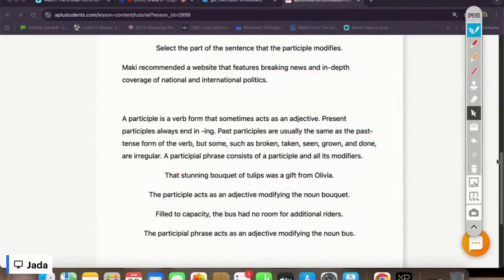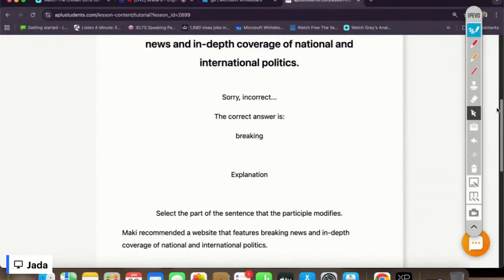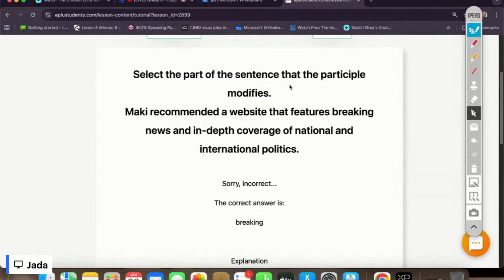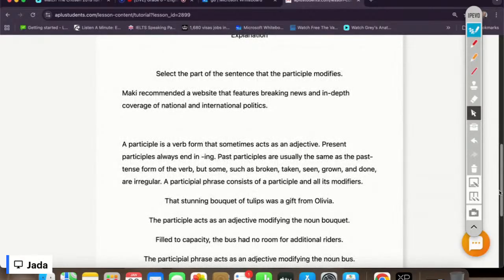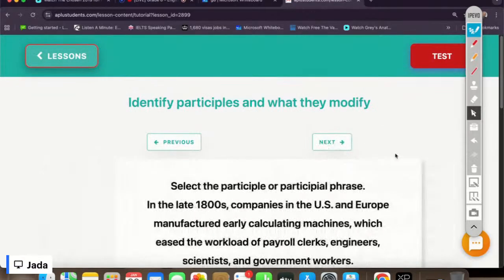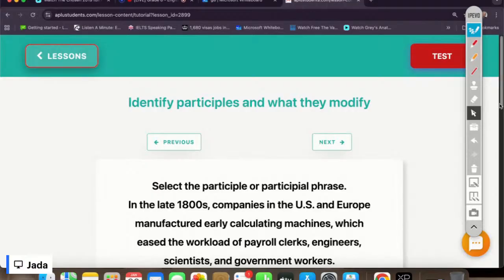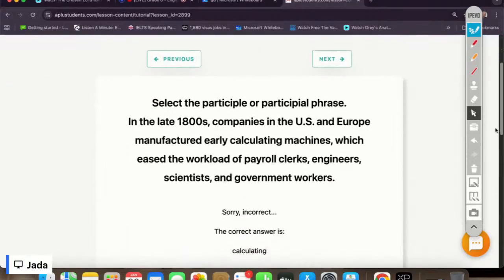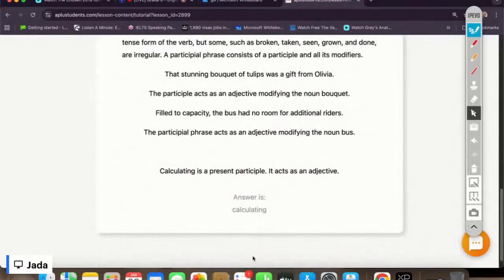Okay, so let's look at some examples that we have here. Select the part of the sentence that the participle modifies. Maki recommended a website that features breaking news and in-depth coverage of national and international politics. So what do we have here? Breaking, because breaking modifies the noun news. Alright. We also have here: select the participle of the participle phrase. And what do we have over here? Calculating is a present participle. It acts as an adjective.